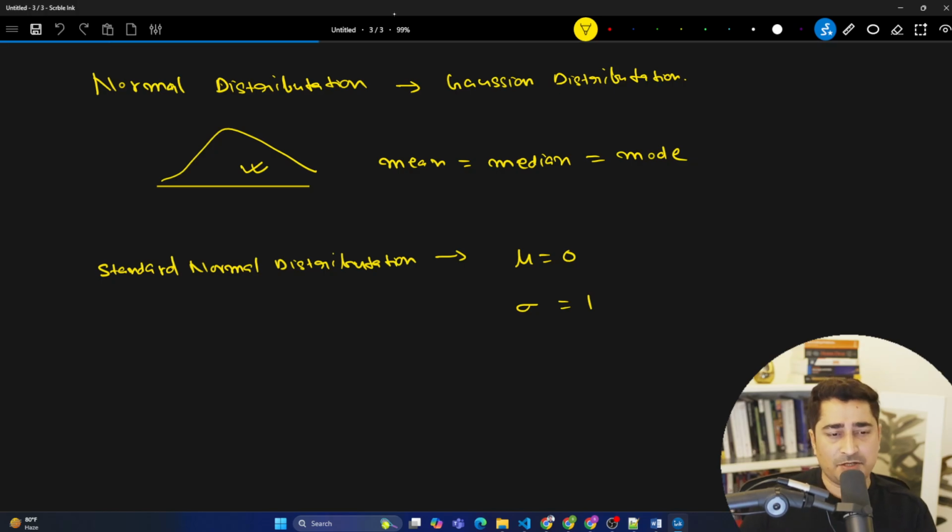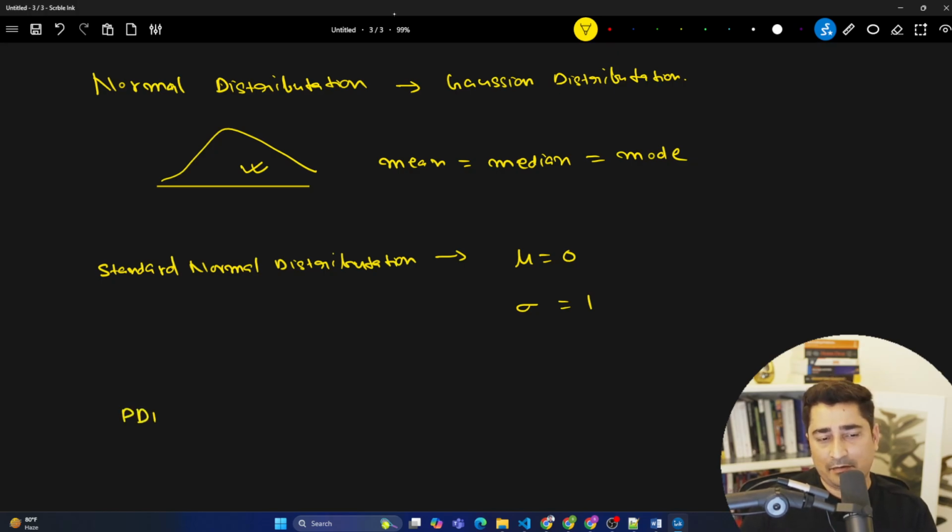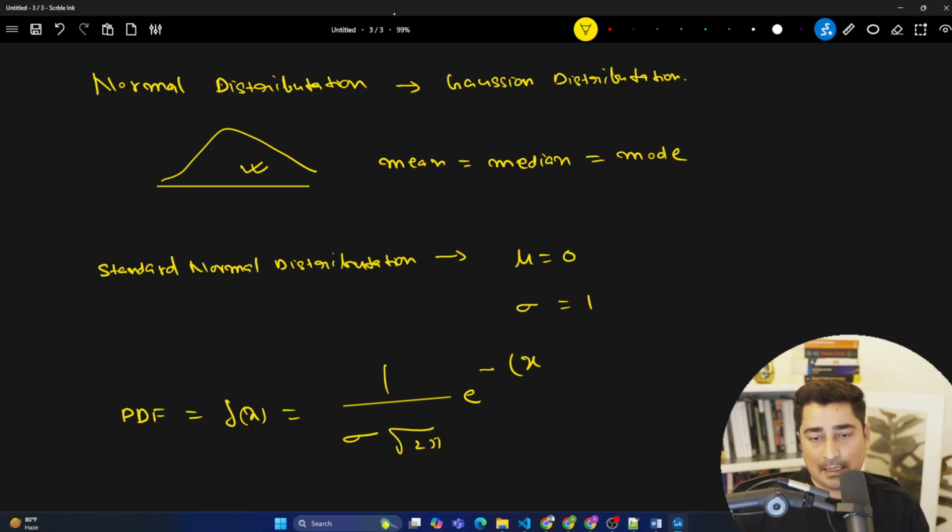Now that particular function, the probability density function, says that f of x is equal to 1 by standard deviation root 2 pi, e to the power minus (data minus its mean) square divided by 2 standard deviation square. So this is basically the formula for a probability density function.